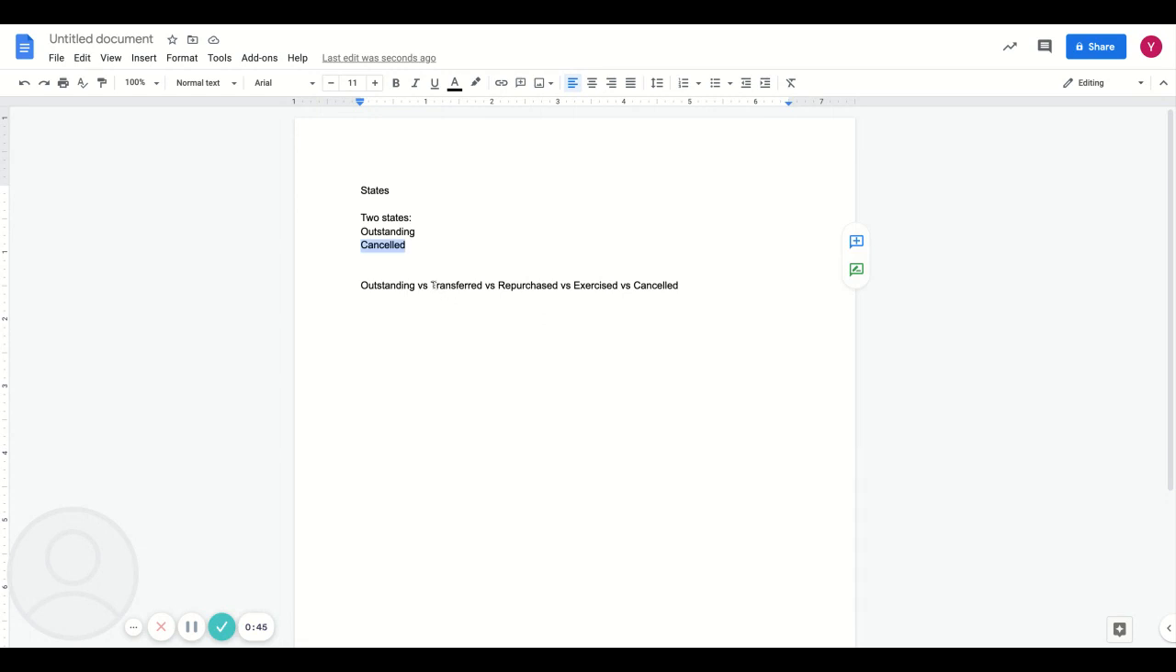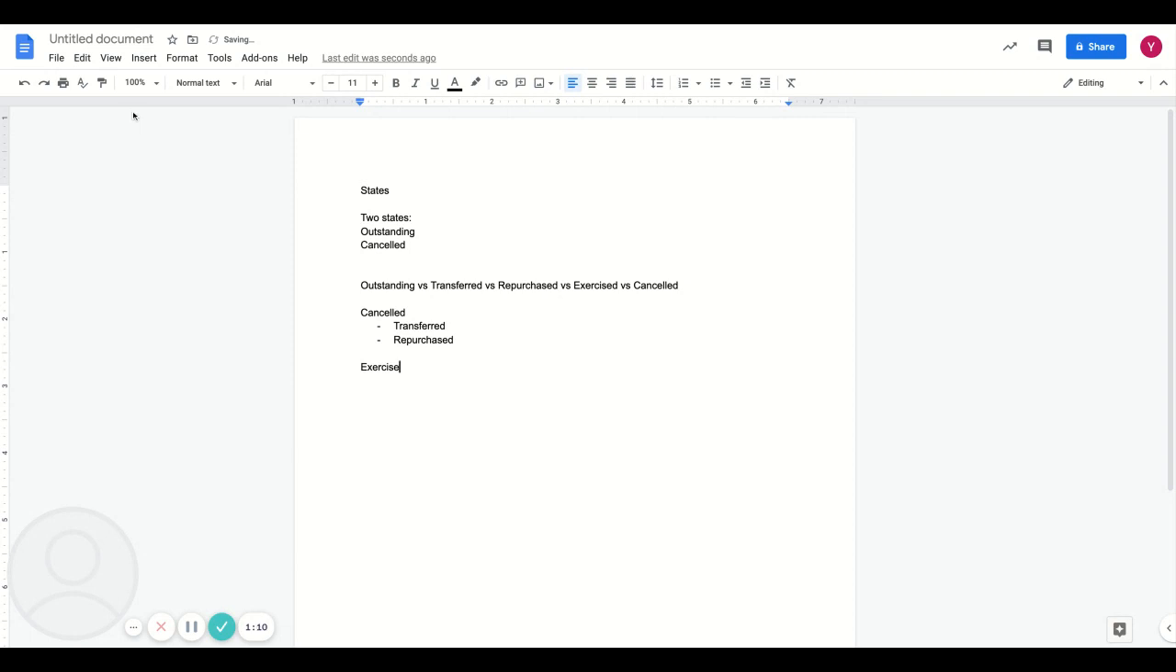So why do you see transfer, repurchase, exercise, or canceled if there's only two states that we've just mentioned, which is outstanding and canceled? The reason we have multiple states like transferred or repurchased is that they're actually subset categories of canceled. So you've canceled, and it can be canceled because of a transfer, or it can be canceled because of repurchased. One of the exceptions is exercise.